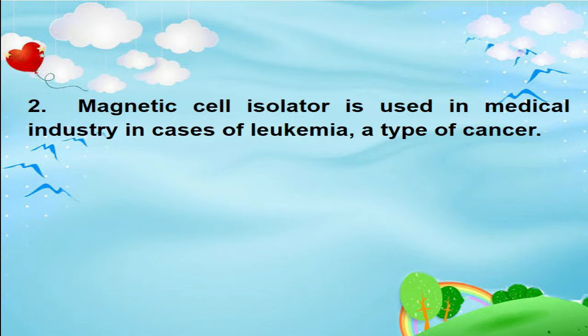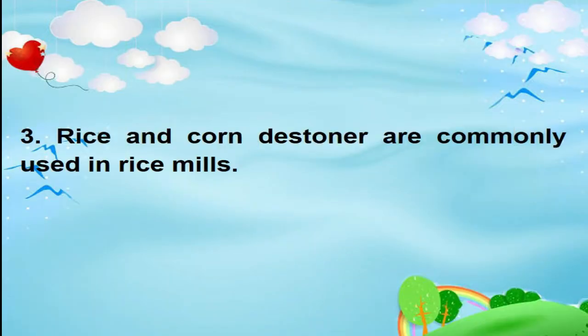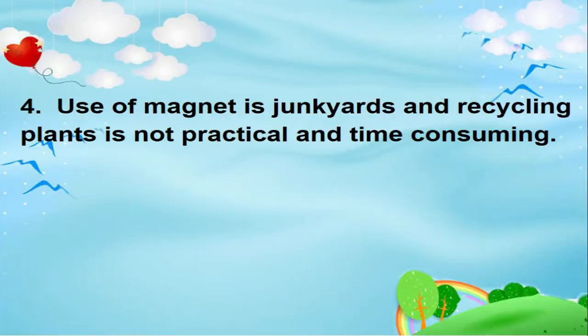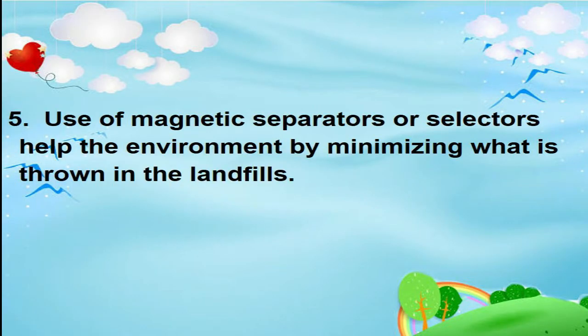Number 2. Magnetic cell isolator is used in medical industry in cases of leukemia, a type of cancer. Number 3. Rice and corn destoner are commonly used in rice mills. Number 4. Use of magnet in junkyards and recycling plants is not practical and time-consuming. And number 5. Use of magnetic separators or selectors help the environment by minimizing what is thrown in the landfills.